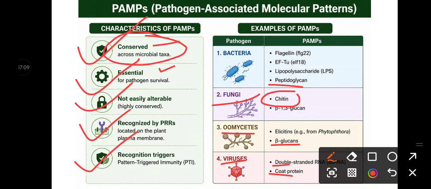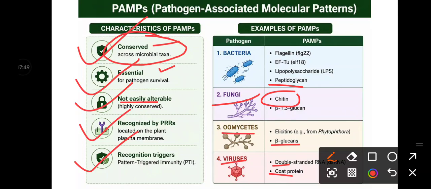So it is essential for the survival of the pathogen. Then it can't be easily alterable, as it is highly conserved. See, we have discussed in effectors that if a particular effector is recognized by our plant R gene, then the pathogen actually modifies the effector so that it will not be recognized by the R gene, and it will trigger effector triggered susceptibility, and disease will be induced or the plant becomes susceptible.